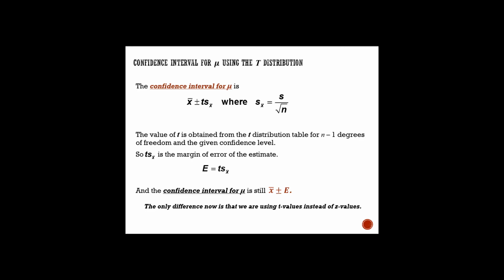Now, the value of t that we get from the t-distribution table for the degrees of freedom that we're working on will be used, and we'll also use the given confidence level. So that's your margin of error, t times the standard deviation of x bar, which we had to calculate like we did before. And the confidence interval is still going to be the sample mean plus and minus the margin of error. We just calculated the margin of error differently.